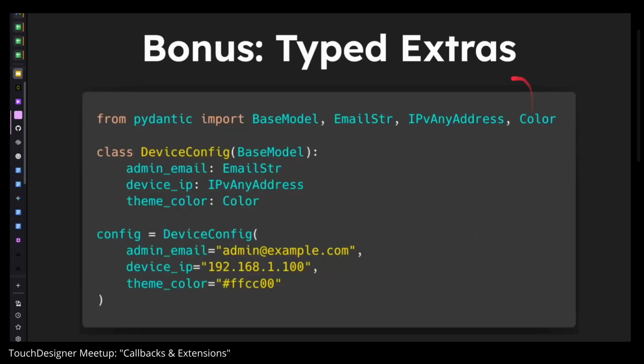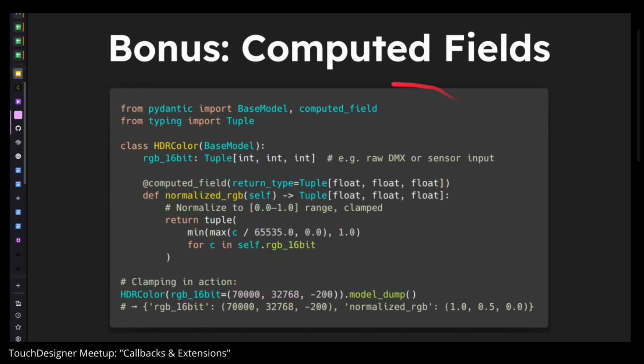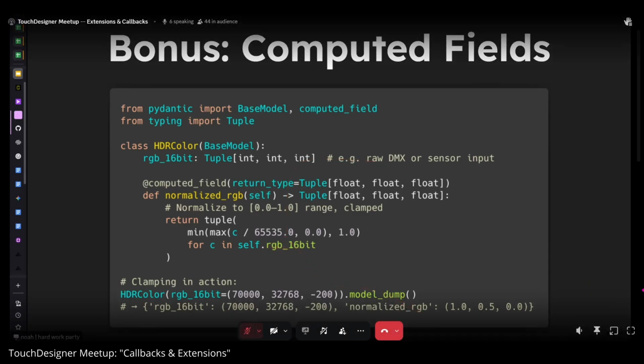And here are some bonuses real quick. Pydantic also includes email, IP address, color, et cetera, built-in types that have their own validators. So if you're handling these things with any regularity, boom, you've already got them, and they're already valid. In addition, you can do computed fields. These look a lot like properties, in the sense that this is a getter. At the time that I go to reach for this, it's a property on the HDR color class, computed off of the RGB 16-bit value. Is that right? It should be. Yes, there you go.